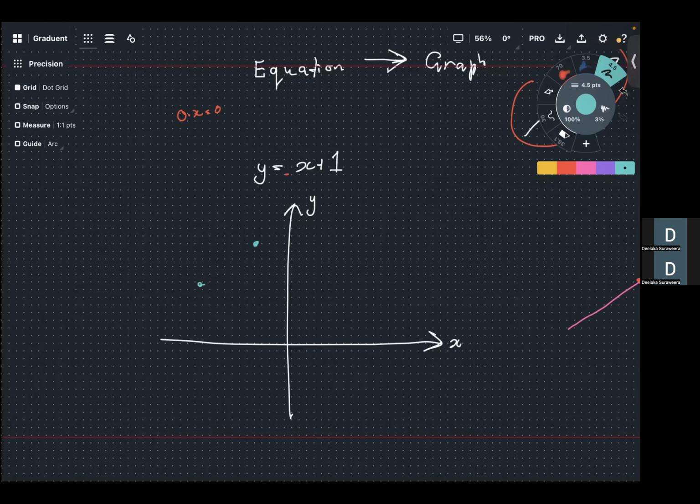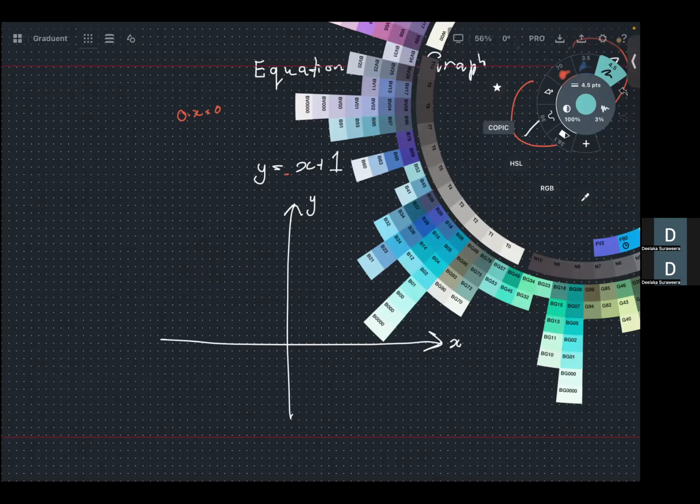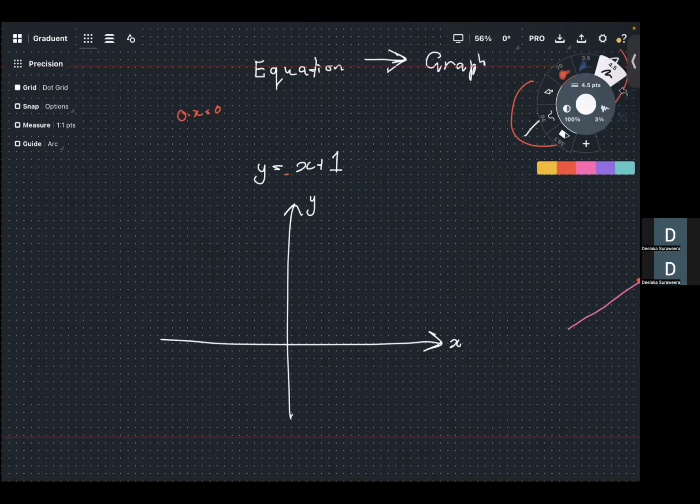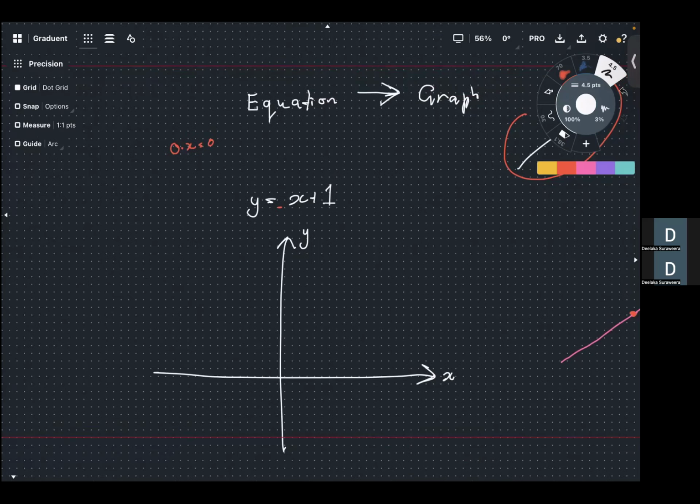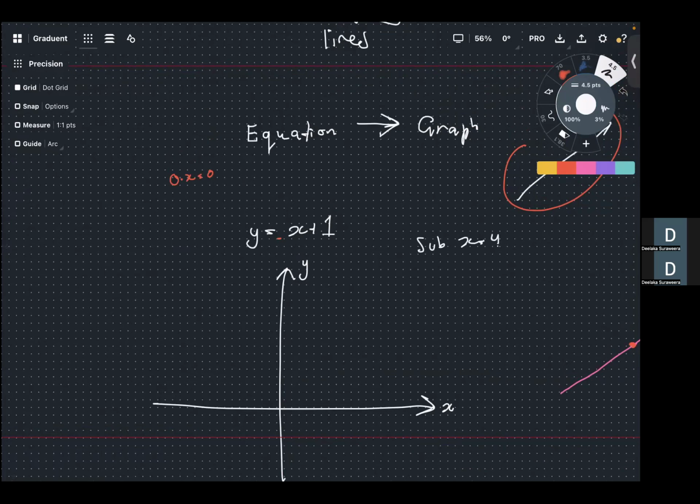Okay. All right. So we'll go along your idea a little bit longer, which is the fact that if you sub in any x value into the equation, you get a y value. You have a point. Okay. So let's do that. What x value do you want to sub? There's no right or wrong answer here. It's anything. 4. Yeah. y is 4 plus 1, which is 5.